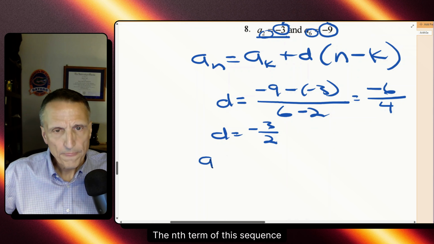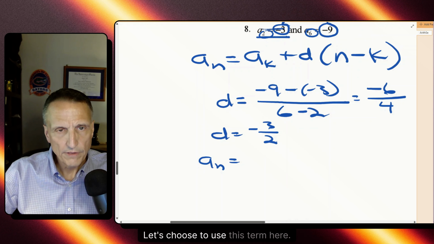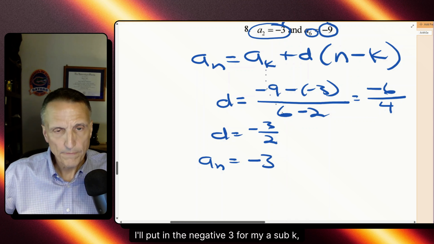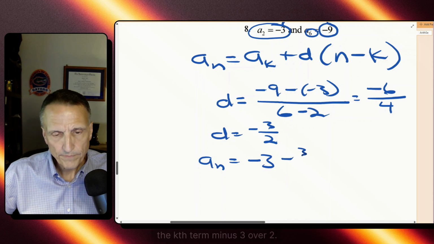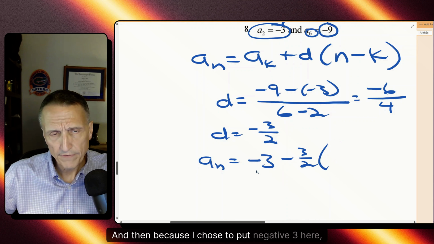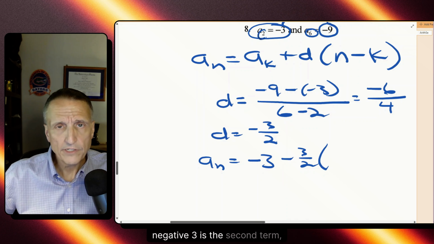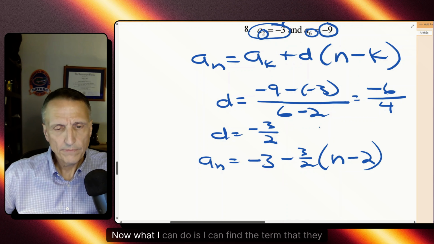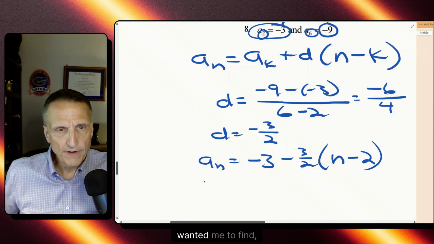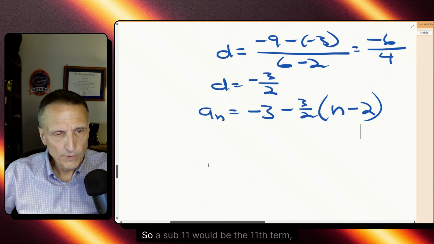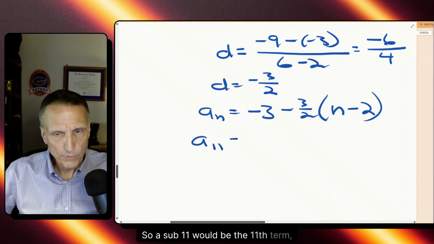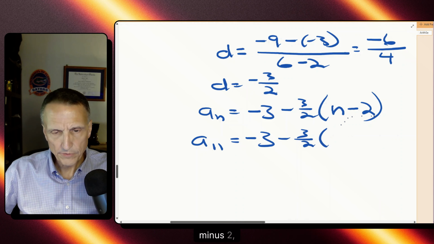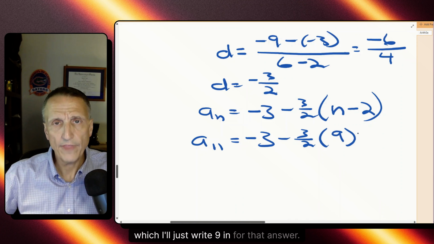The nth term of this sequence is going to be, let's choose to use this term here. I'll put in the negative 3 for my a sub k, the kth term, minus 3 over 2. And then because I chose to put negative 3 here, negative 3 is the second term, a sub 2, and therefore this would be n minus 2. Now what I can do is find the term that they wanted me to find, which happened to be the 11th term. So a sub 11 would be negative 3 minus 3 halves times 11 minus 2, which I'll just write 9 in for that answer.